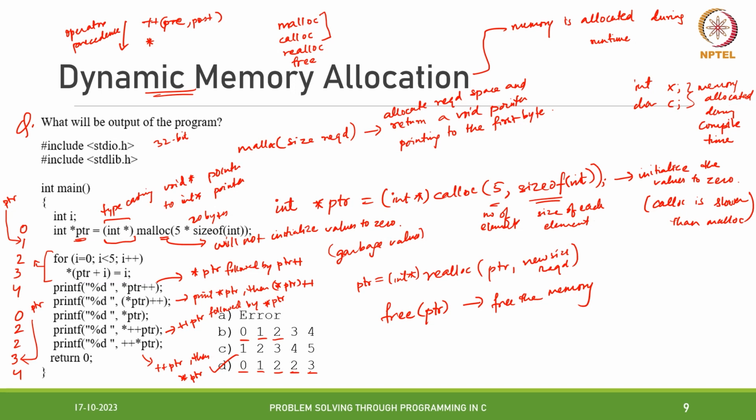Say if I want to save 5 double values, so I will say malloc 5 into size of double, because I want to save double values, so it will require more space. So it will give me 40 bytes of space. Okay.